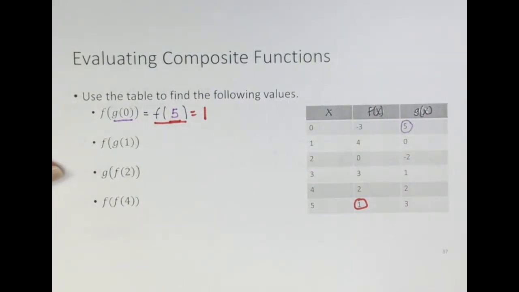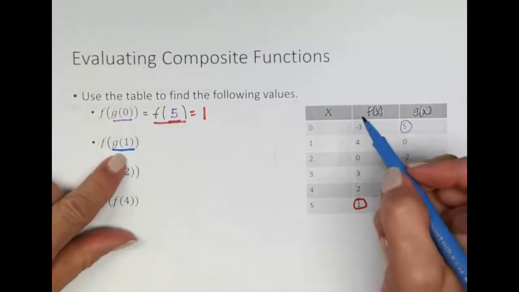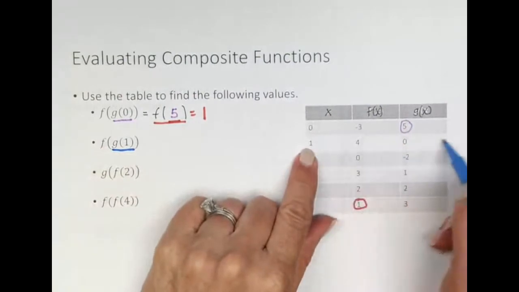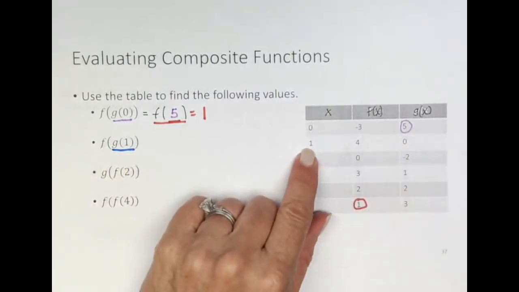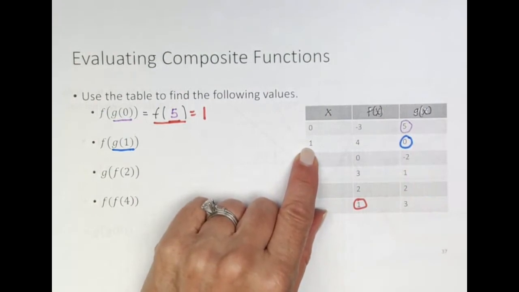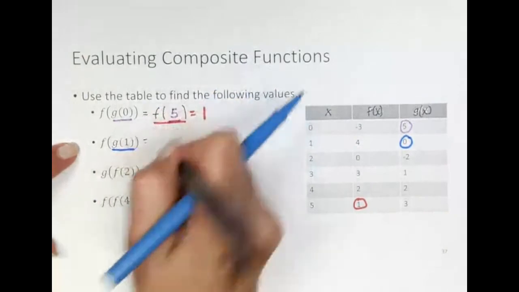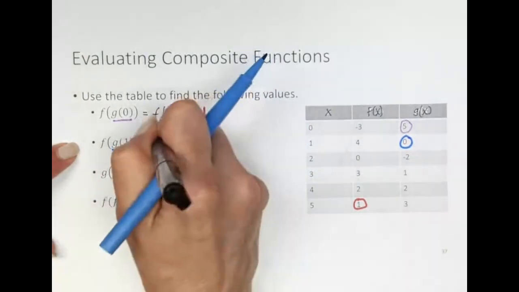Here we're going to do f of g of 1. So here we need to know what g of 1 is first, since that's the inside function, right? We need to evaluate that first. What is g of 1? All right, well, when x is 1, we're in the second row of this table. We go over to the g column, and we see that g of 1 is 0, right? So then what we're going to look for here is f of g of 1, or f of 0.